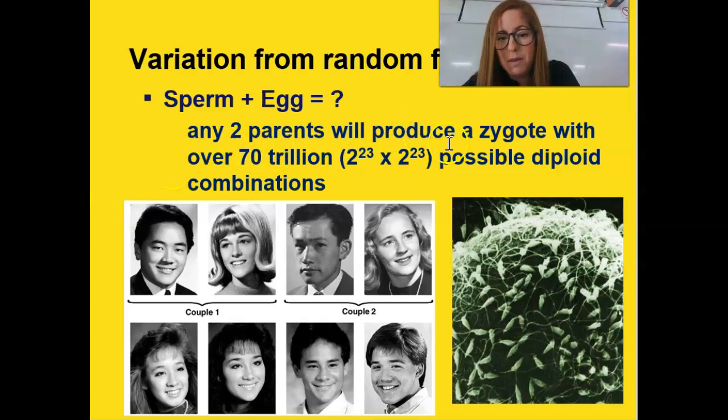And so any two parents can produce a zygote with over 70 trillion possible diploid combinations, which really shows you how siblings might look alike, but they also can have a lot of differences, as you can see in these pictures.